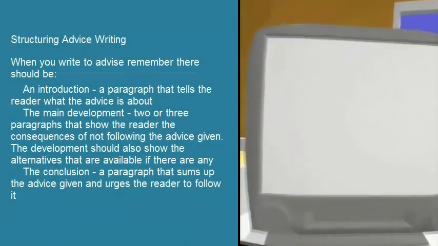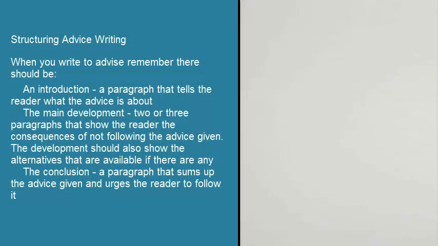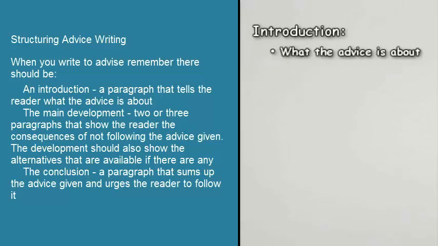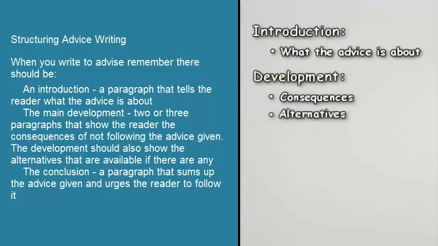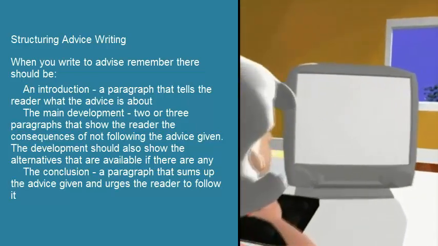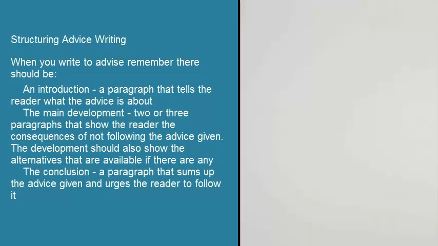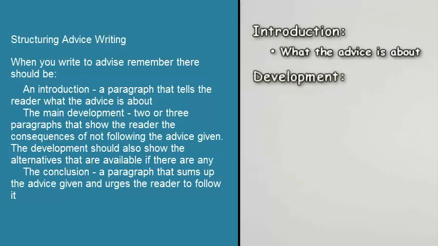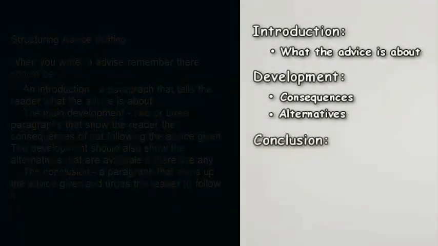Structuring advice writing. When you write to advise, remember there should be an introduction, a paragraph that tells the reader what the advice is about. The main development, 2 or 3 paragraphs that show the reader the consequences of not following the advice given. The development should also show the alternatives that are available, if there are any. The conclusion, a paragraph that sums up the advice given and urges the reader to follow it.